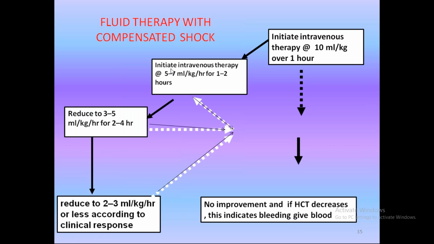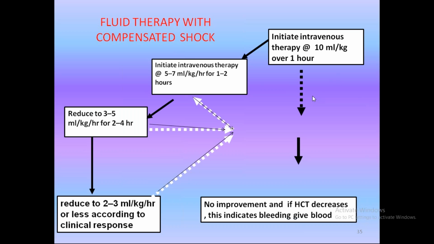If the child has improved, then we will decrease to 5 to 7 ml per kg per hour for 1 to 2 hours. If there is still improvement, we will reduce further to 3 to 5 ml per kg per hour for 2 to 4 hours. After he maintains normal volume for 4 hours, only then will we reduce to 2 to 3 ml per kg per hour or less, according to the clinical response. If he is able to take orally, we will decrease further. This is the child with compensated shock.